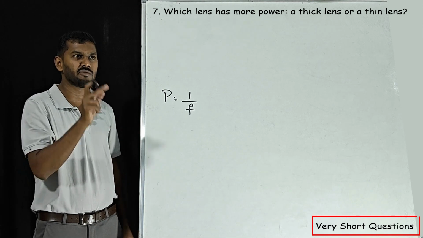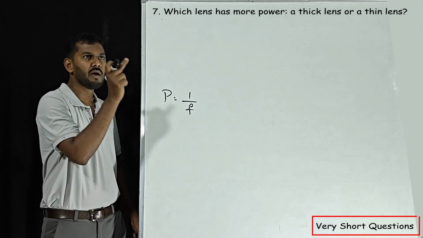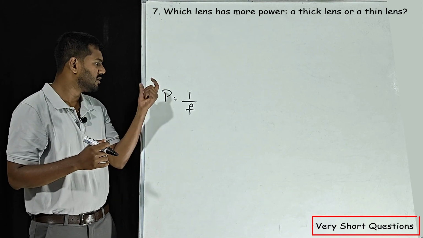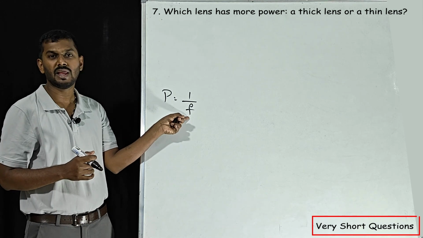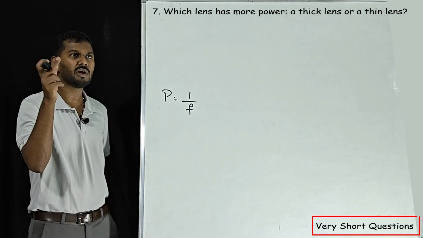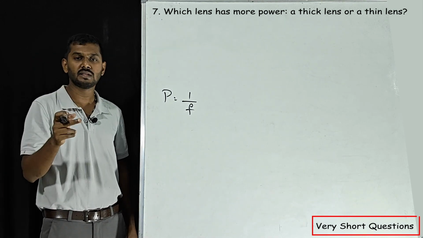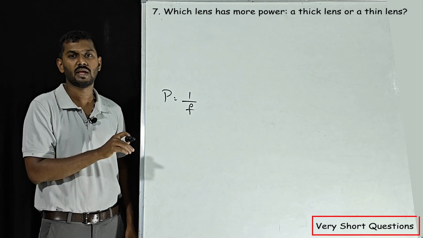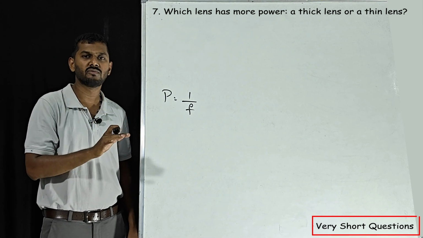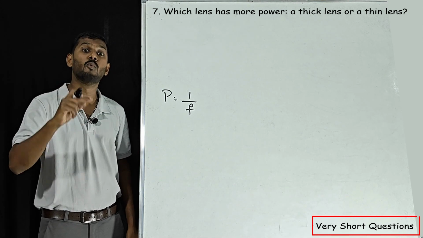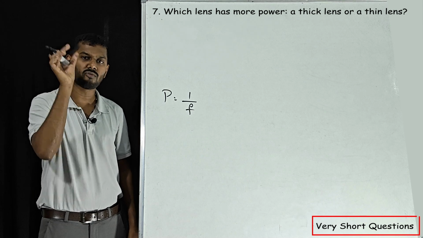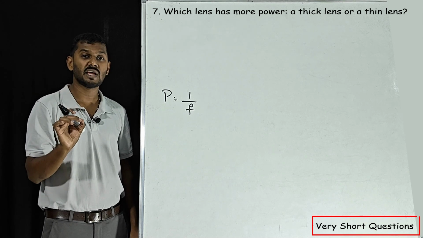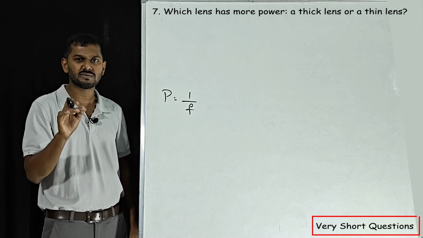For this question we want what? Power should be more power, okay. So for more power it should have less focal length. So out of thicker lens and thinner lens, which has less focal length? We have learned that in the concept video. Thinner lens has more focal length. That means thicker lens has less focal length.